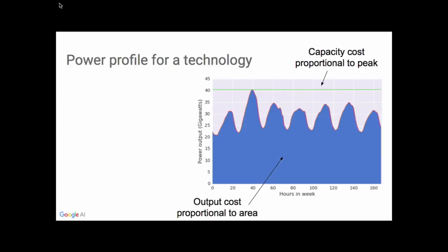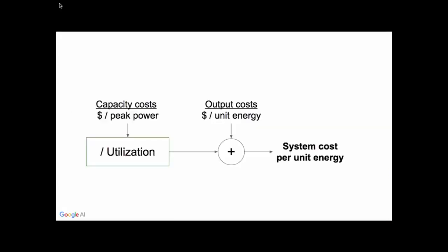And a very useful number to think about is something called the utilization, or sometimes called the capacity factor. And that is the total energy produced, that's the area under the blue curve, divided by the maximum energy you could have possibly produced, which is essentially the area under the green line. And that utilization is how you reconcile the capacity cost and the output costs, because they have different units. So what you do is, if you take the capacity cost, you're going to amortize it over each unit of output, and so you have to divide by the utilization. And when you sum that with the output cost, you get essentially a system cost per unit energy.